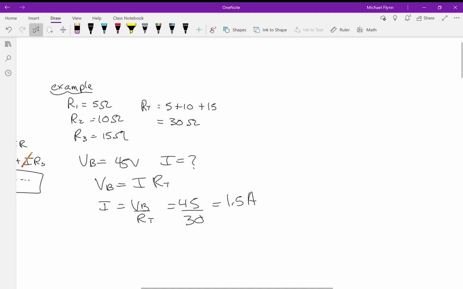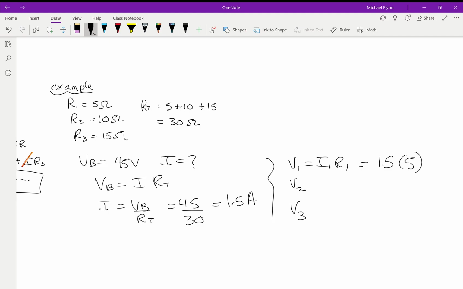Now that I've asked you those questions, let me ask you this: what's V1, what's V2, and what's V3? What are the three voltage drops in those three resistors? Well, V1 will be I1 times R1, which is equal to 1.5, because all the currents are the same, times 5. And 1.5 times 5 is 7.5 volts.